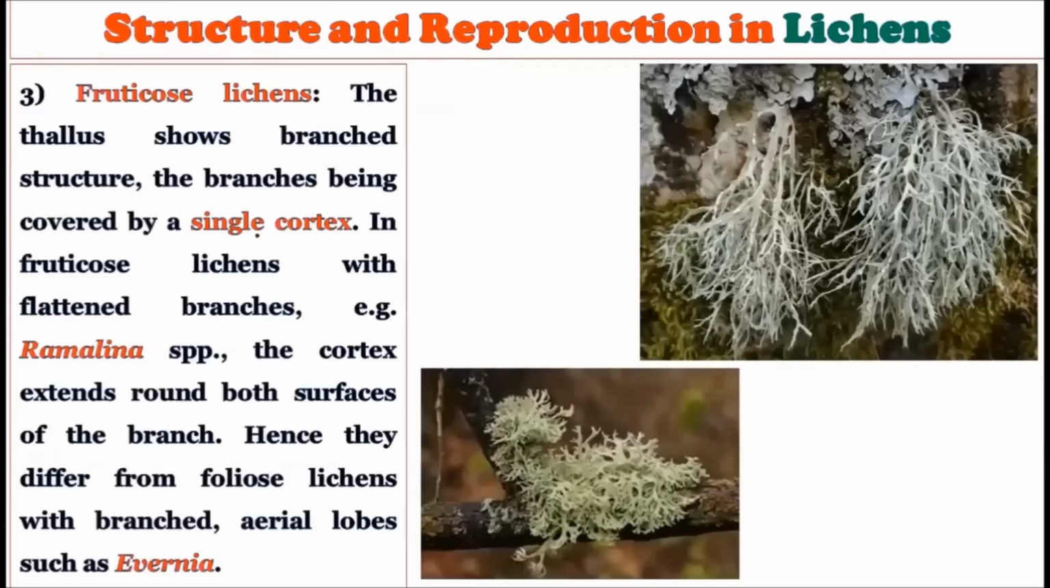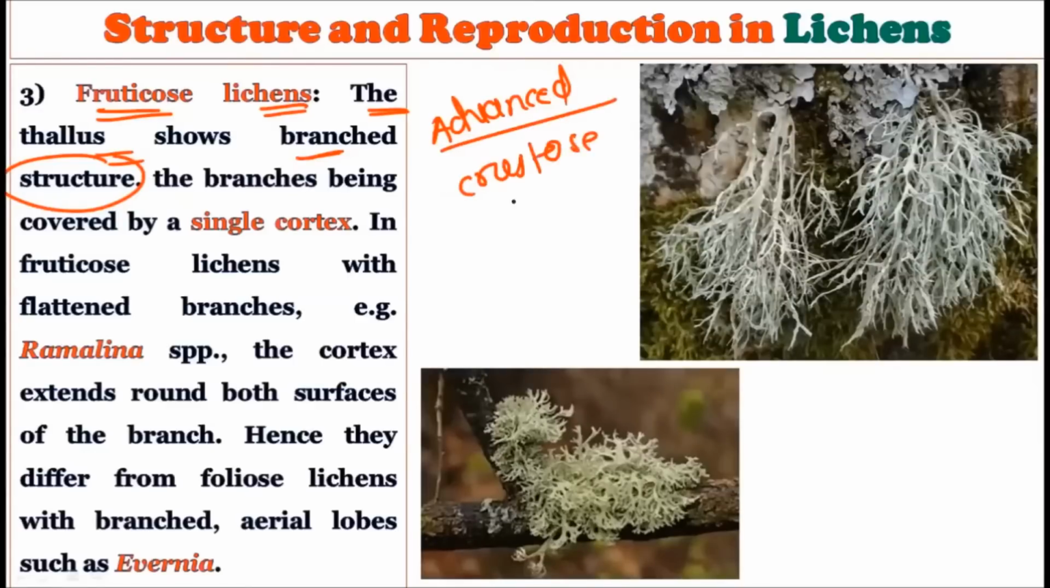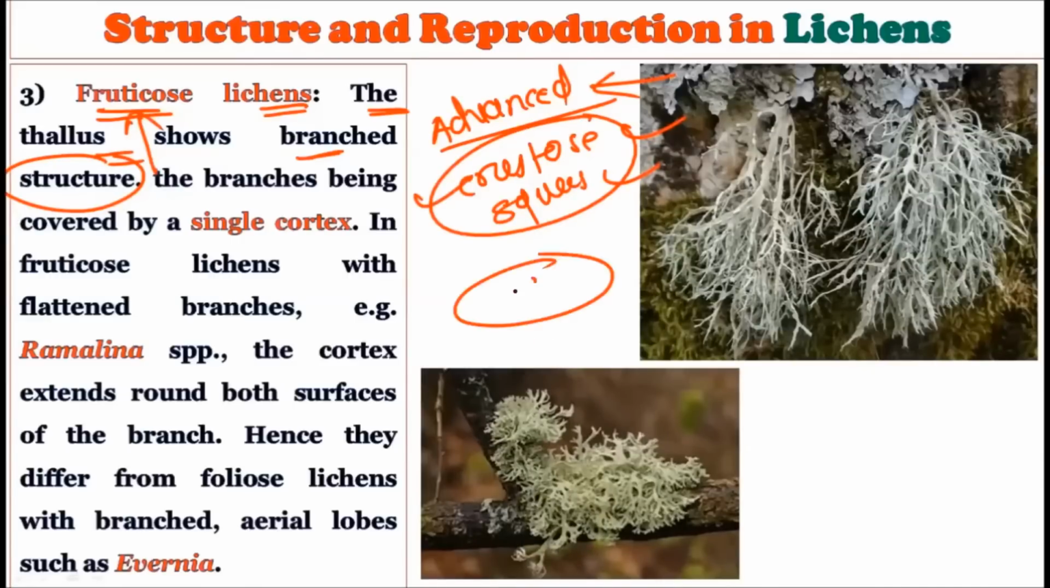Okay, now consider the third one, that is the fruticose lichens. Now see, the thallus shows branched structures. Of course, they are advanced. They are more advanced than the crustose lichen and the squamulose lichen. The squamulose and crustose lichens are lagging behind the fruticose lichen, because crustose lichen shows a very flat structure attached to the substratum, and the squamulose lichen shows just a differentiation in the form of squamules. But the fruticose lichen shows a branched structure.